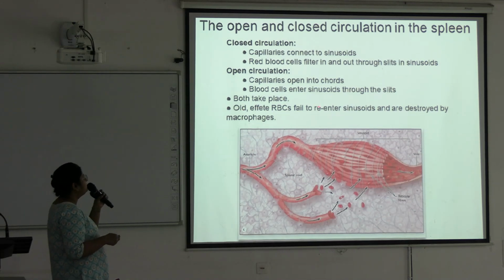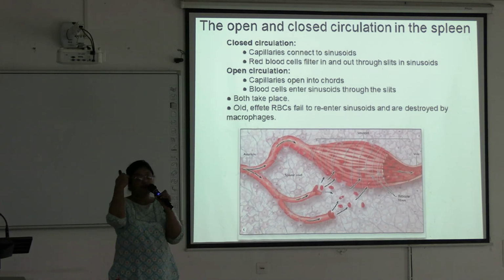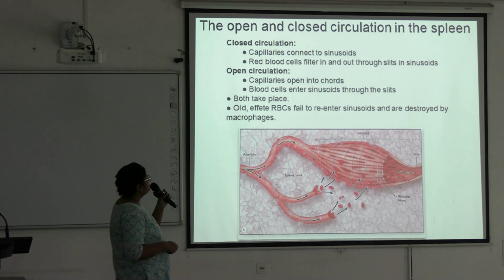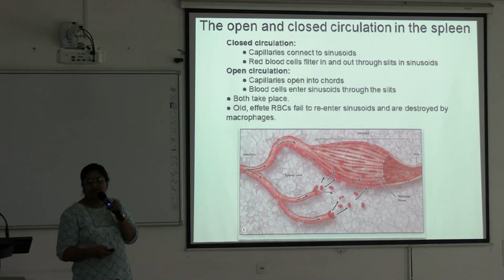An old effete RBCs fail to re-enter the sinusoids and are destroyed by the macrophages. Okay, so this is another function of the spleen, to destroy old and dysfunctional RBCs.